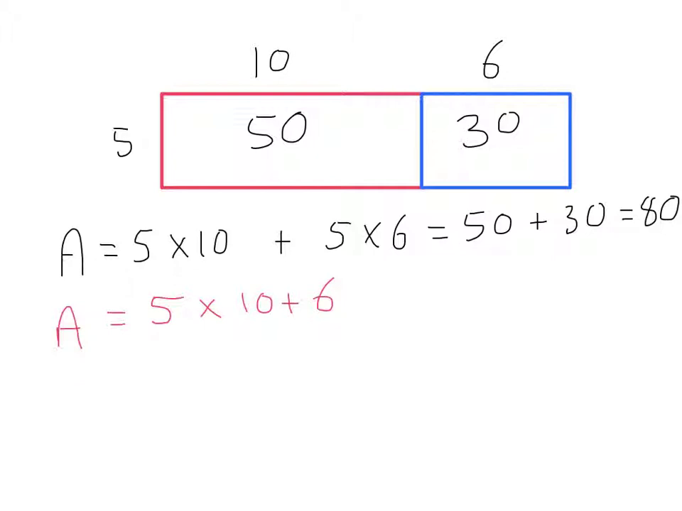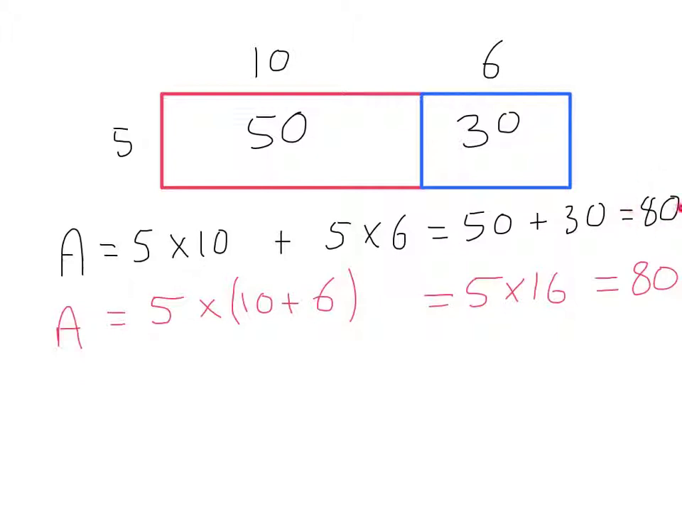To overcome this problem, we use brackets. If we put brackets round the 10 plus 6, then according to BIDMAS we have to work that out first. So now 10 plus 6 is 16, and 5 times 16 is 80.